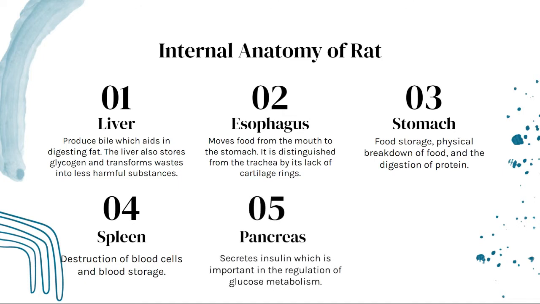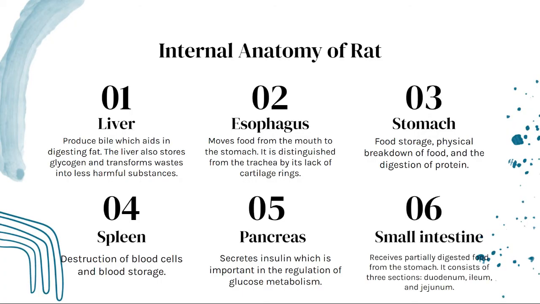The pancreas produces digestive enzymes that are sent to the intestine via small ducts, which is the pancreatic duct. The pancreas also secretes insulin, which is important in the regulation of glucose metabolism. The small intestine is a slender coiled tube that receives partially digested food from the stomach through the pyloric sphincter. It consists of three sections: duodenum, ileum, and jejunum.